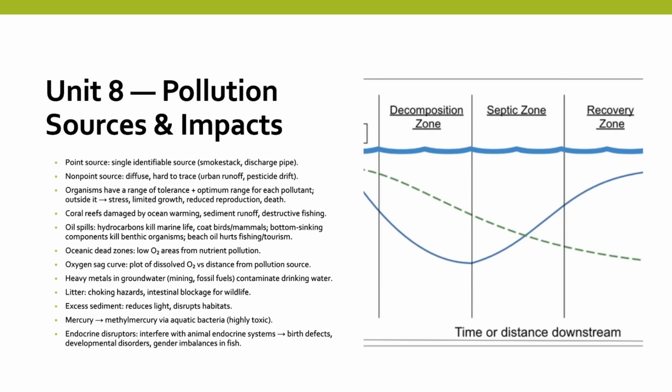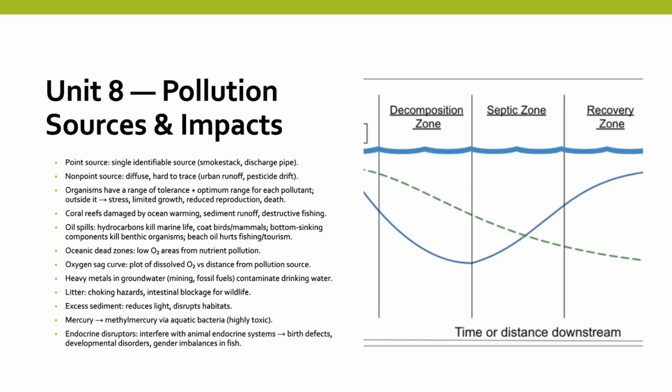Unit 8. Two pollution source types. Point sources are single identifiable spots. Stuff like a smokestack, a sewage pipe. Non-point sources are diffuse, meaning stuff like agricultural runoff or urban stormwater. You can't really pinpoint it. Every organism has a tolerance range. Outside it, they're either stressed or they're dead.